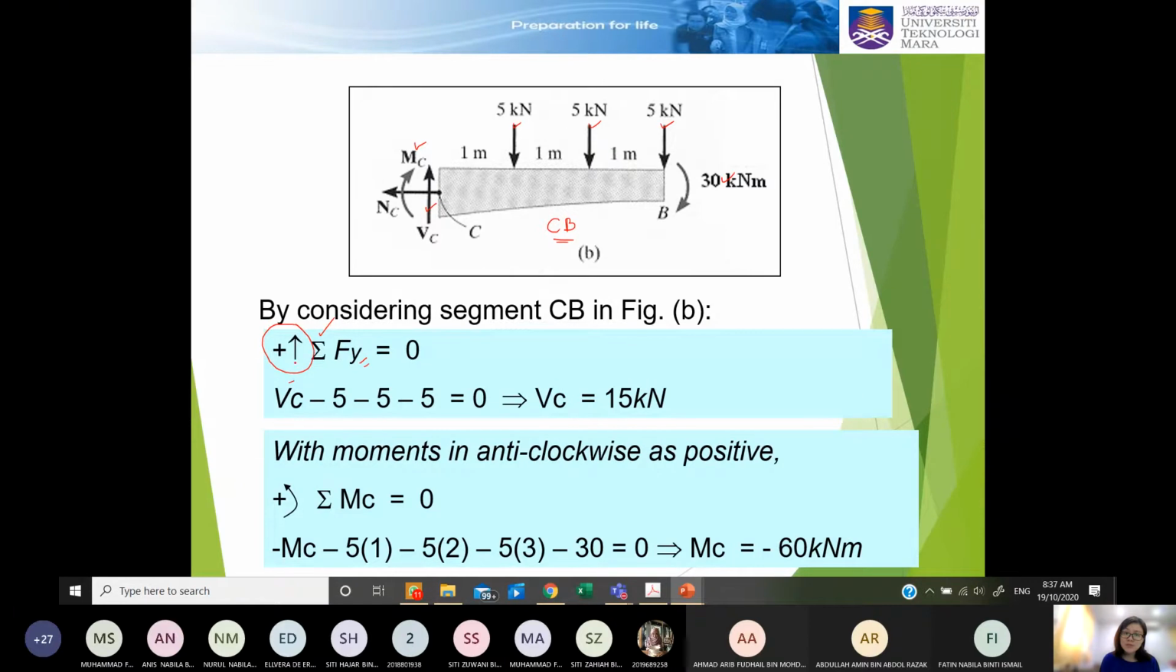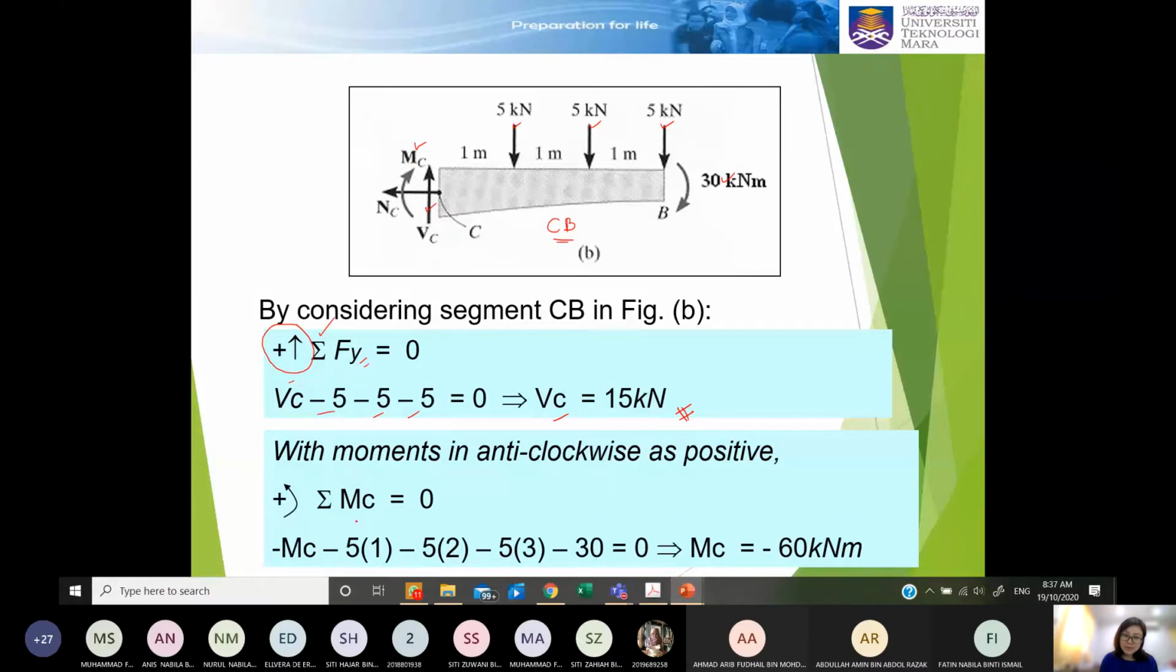Going up is positive. So the rest of 5 kilonewton is actually going downward. Therefore, it's -5, -5. Then you solve for VC equal to 15 kilonewton. So the next is you use the summation moment to solve for MC here.